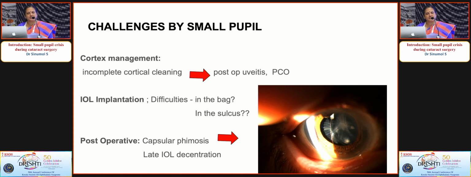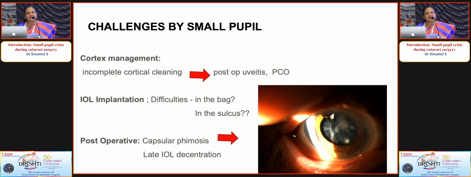And next step, during the cortex management, there will be incomplete cortical cleaning. We cannot see what is behind the iris, so there will be incomplete cortical cleaning, which will lead to posterior uveitis and posterior capsular opacification.